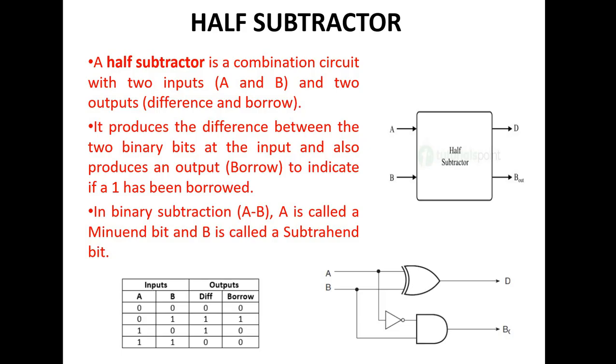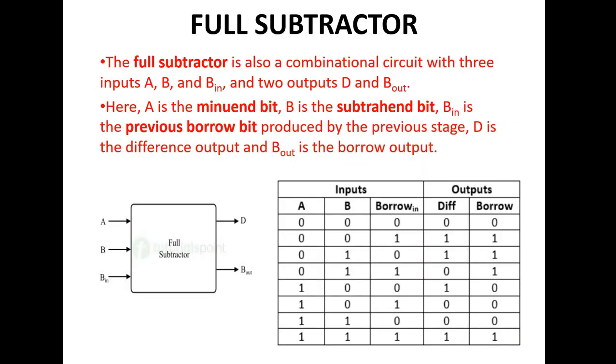In binary subtraction, A minus B, A is called the minuend bit and B is called the subtrahend bit. This is the logic diagram of the subtractor, and the expression of the subtractor difference is A exclusive-OR B, as shown in the figure.